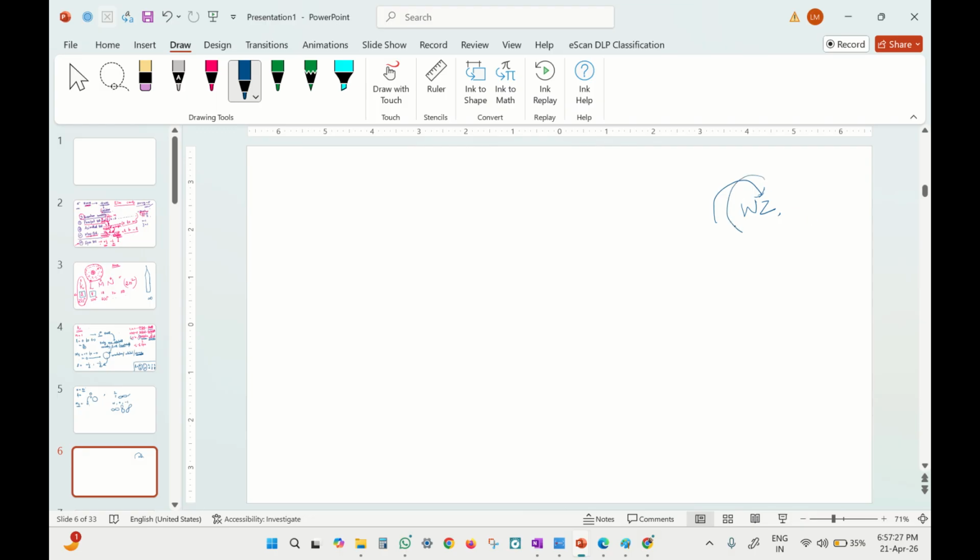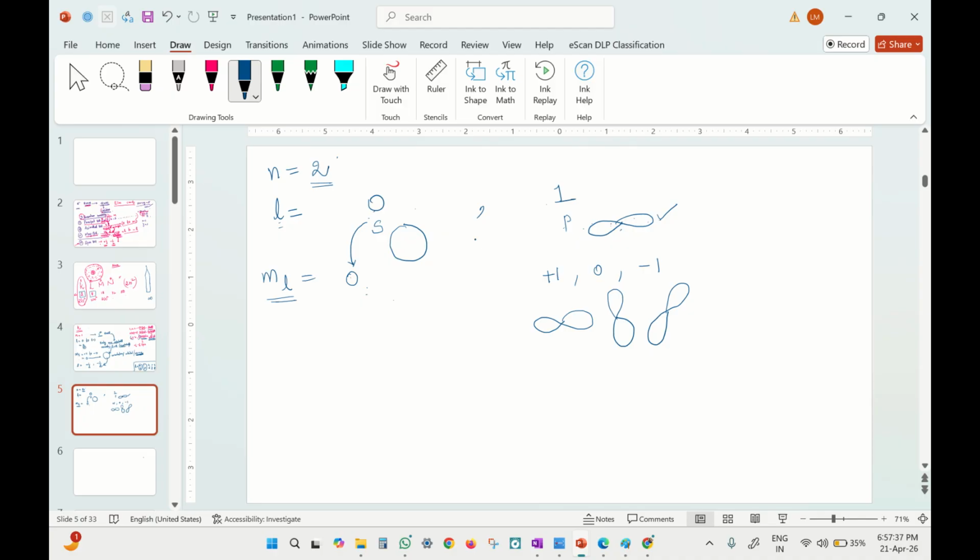Not allowed, na? Like that, not allowed. The quantum mechanical model allows certain orientations. It defines those orientations. That's all. We are sitting and studying them. Correct? The quantum mechanical model allows some orientations.